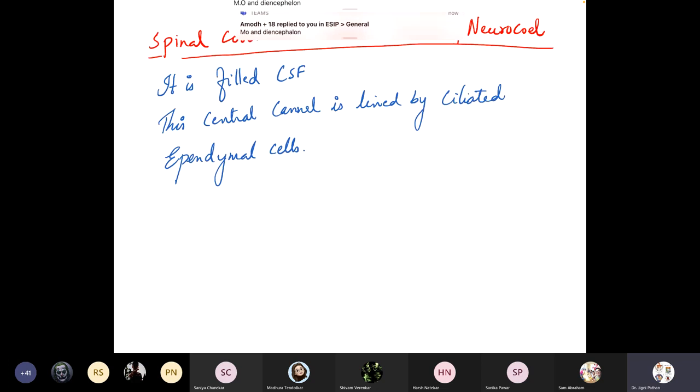Very good. Medulla oblongata and diencephalon, right? So this is where CSF is formed. But how is CSF formed in all the ventricles or all the parts of the brain and spinal cord? By the help of which cells? Padma, I asked. Choroid plexus, Amod, choroid plexus, very good, Yash. Choroid plexus is where the CSF is formed. But my question is, how is this CSF formed only in the two regions, medulla oblongata and diencephalon, but you find CSF all over the brain and the spinal cord? Because of the ciliated ependymal cells. Is this point clear?